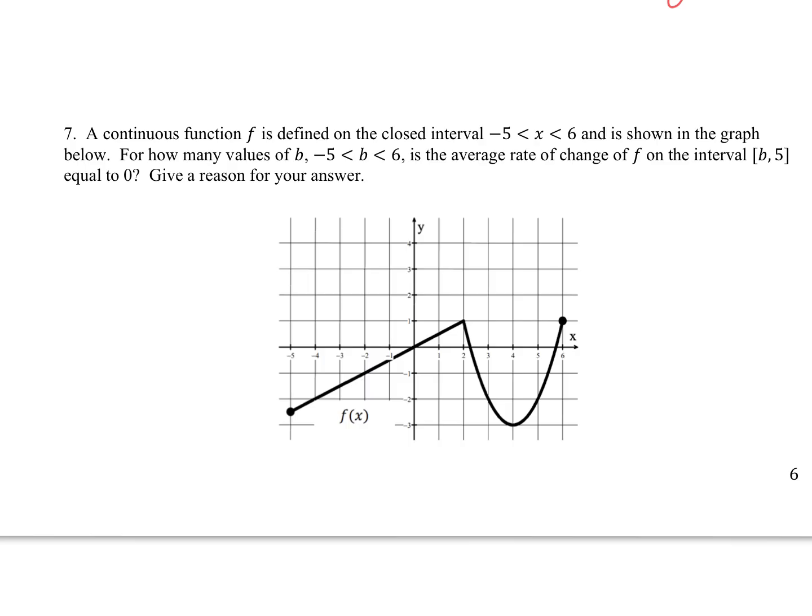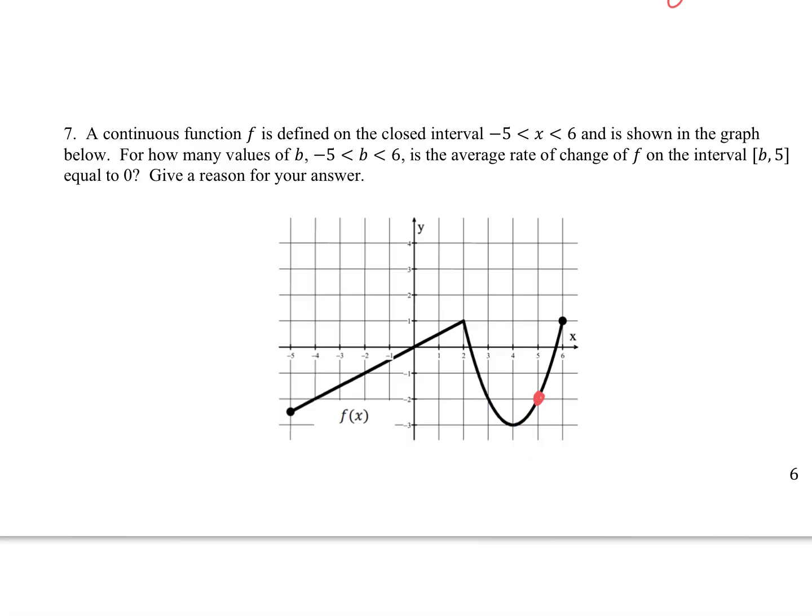Okay, a continuous function f. We've got this nice continuous function that just means I never had to lift my pen, and you've seen this earlier today. For how many values from -5 to 6 is the average rate of change on the interval from some random b, we don't know where b is, up till 5 equal to 0? Something has a horizontal line and they want us to connect it from what x value till 5 would have a slope of 0? Any guesses?